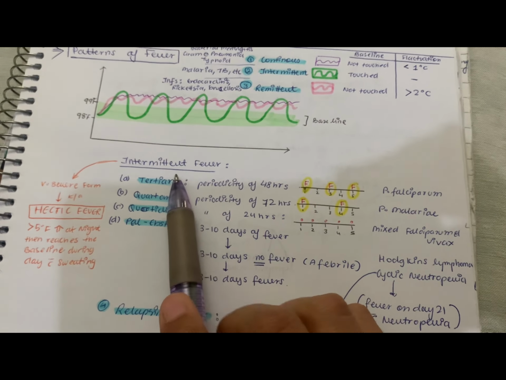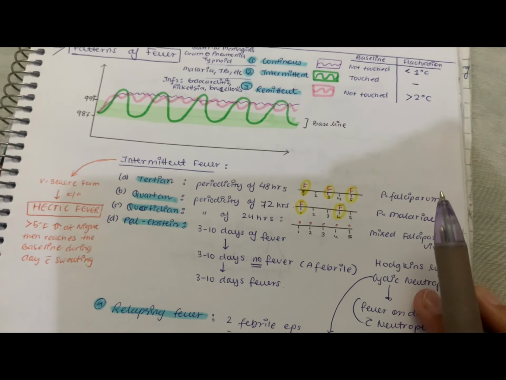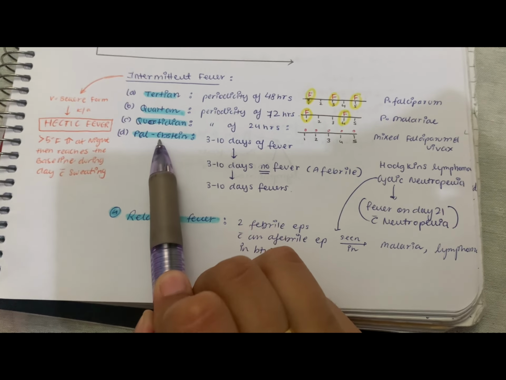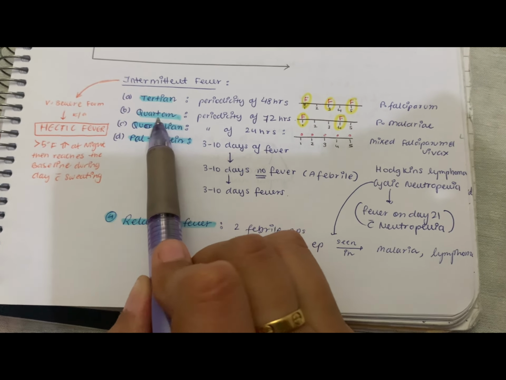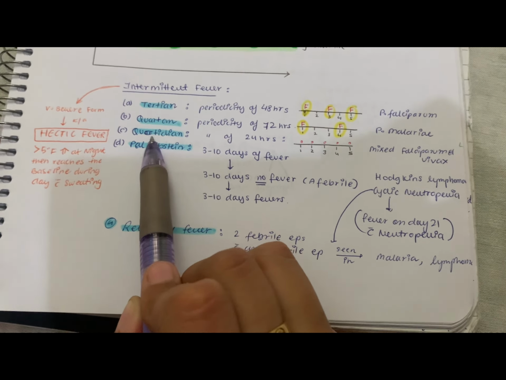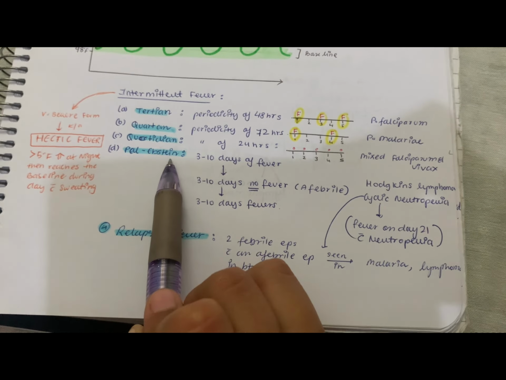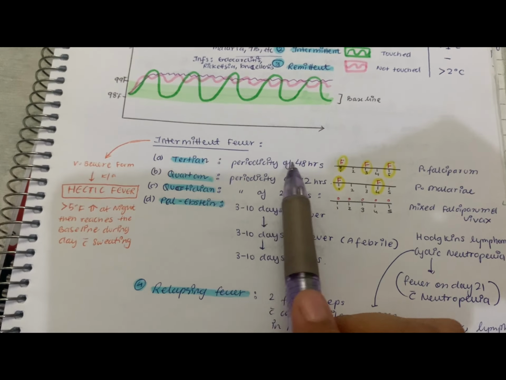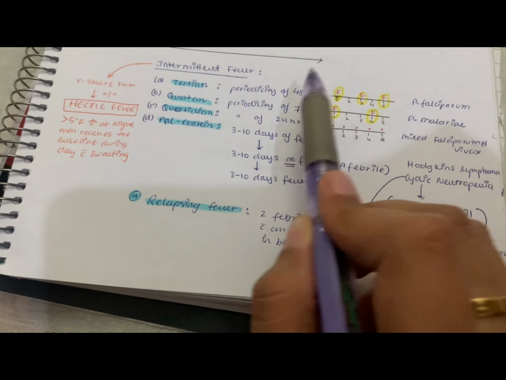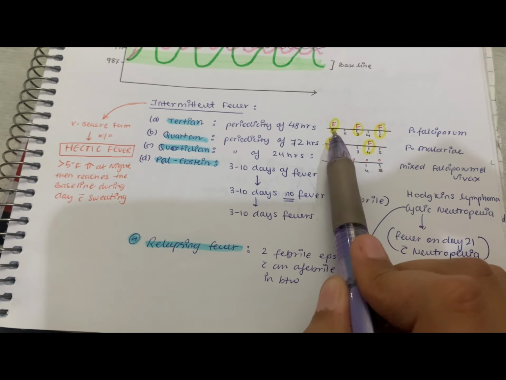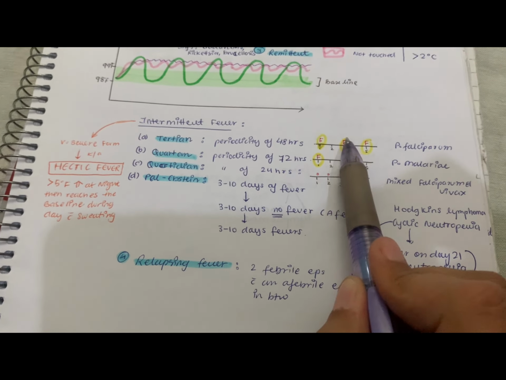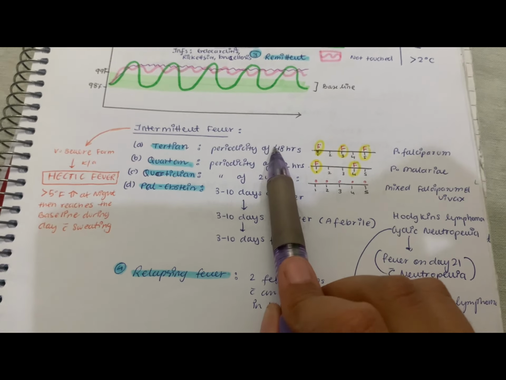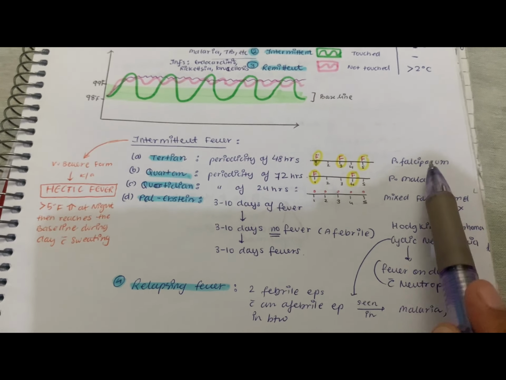Now coming to the intermittent fever, let's elaborate a little bit more on this since it's very important. Now intermittent fever is again of 4 different types. It is tertian fever, quartan fever, quotidian fever and pel-ebstein fever. Now tertian fever, the periodicity of tertian fever is 48 hours. That means the fever is coming on every 48 hours. So there will be fever on the first day, there will be no fever on day 2, there will again be a fever on day 3, no fever on day 4, and similarly the pattern follows. So the periodicity is 48 hours.